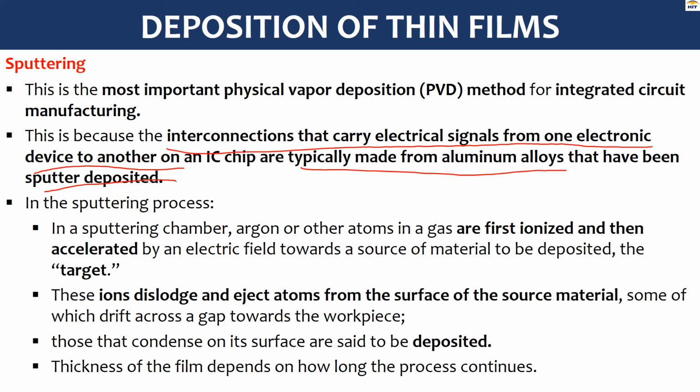So in sputtering, first of all, argon or other types of gas ions are first ionized and then accelerated by an electric field towards the source to be deposited, which is your target. Then these ions dislodge and eject atoms from the surface of the source material, some of which drift across an energy gap towards your workpiece. Those atoms that condense on the surface are said to be deposited. So that's your sputtering method.